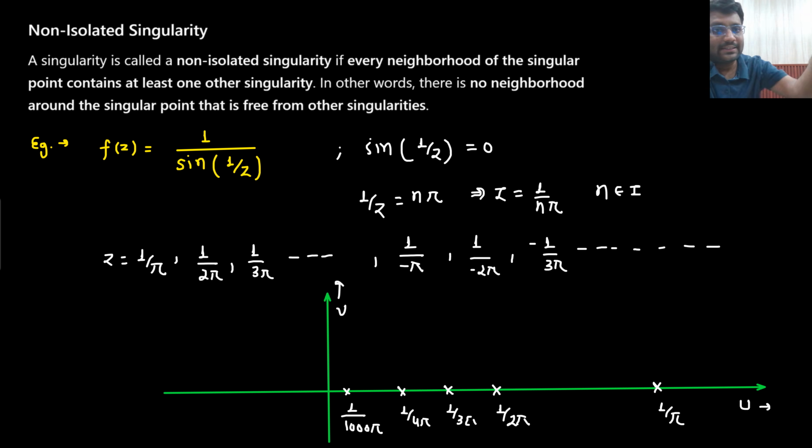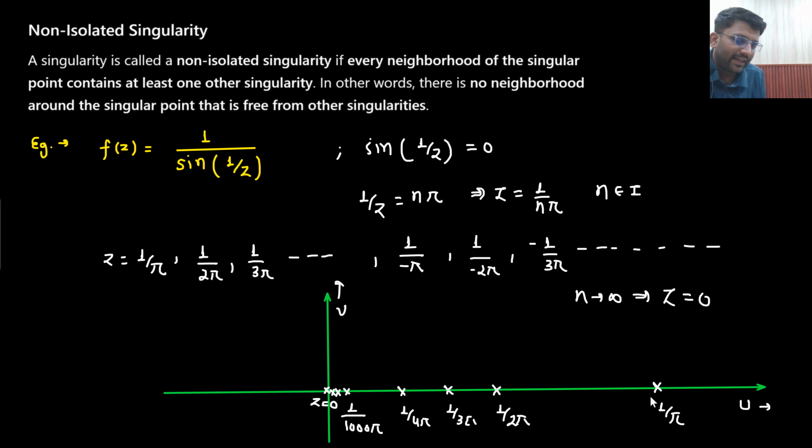N could be 1 lakh as well. Where will 1 by 1 lakh pi be? 1 lakh pi would be here. N could be 1 crore as well. Where will 1 by 1 crore pi be? That would be here. N could be infinity as well. If n tends to infinity, then what will Z be? Z will be 0. So Z equals 0 will be this point.